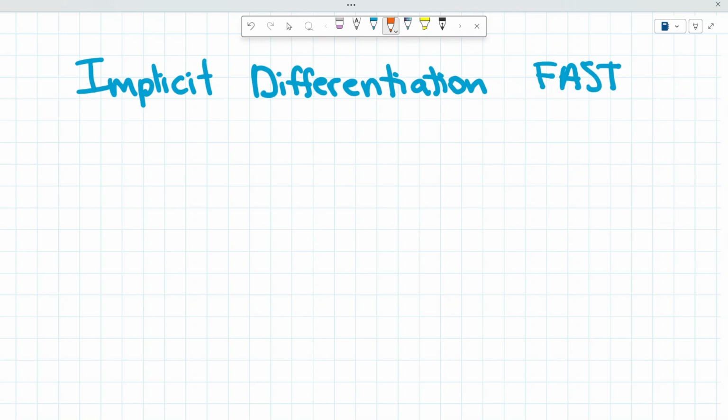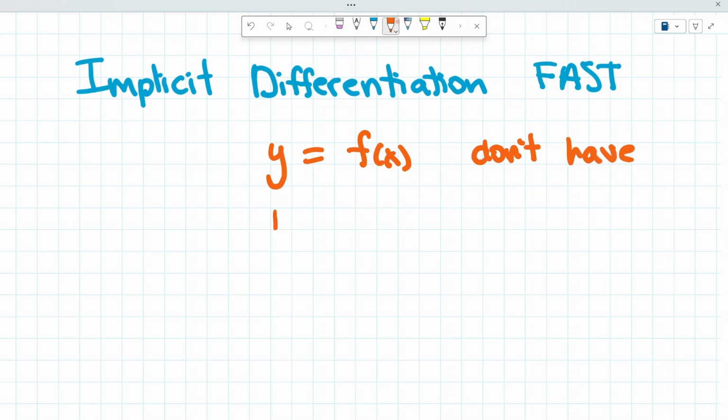So just really quickly, right off the bat, we use implicit differentiation when we don't have some term y equals f of x. So when this is not available, instead, we have y integrated within our function. Because of that, we treat y as kind of like a variable within our function that we're differentiating, but then we also have to apply chain rule to the y when we differentiate it.